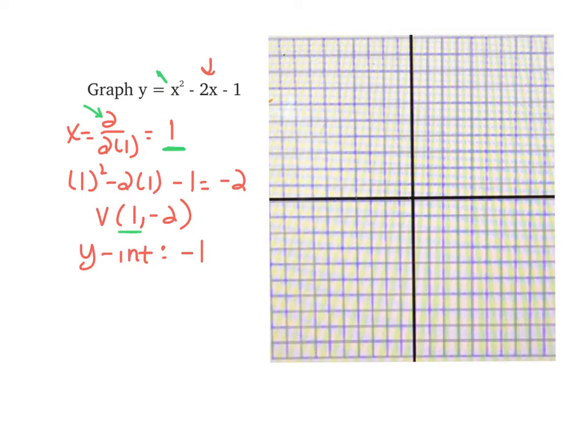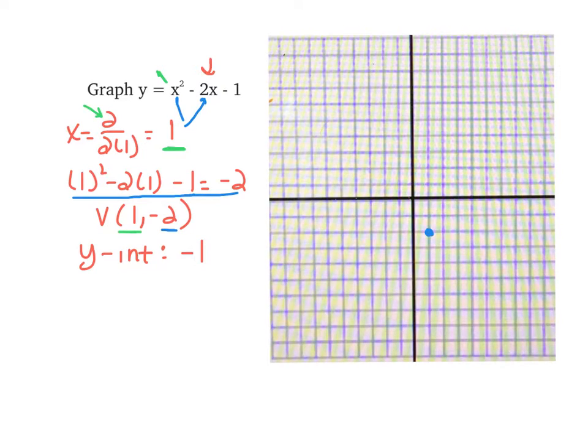To find the y-coordinate, you take that 1 and you plug it in up here, everywhere you see an x. That's what this line is right here. I just plug that x-coordinate in, work it out, got negative 2. That gave me my y-coordinate. So 1, negative 2 is my vertex. So my vertex is right here.